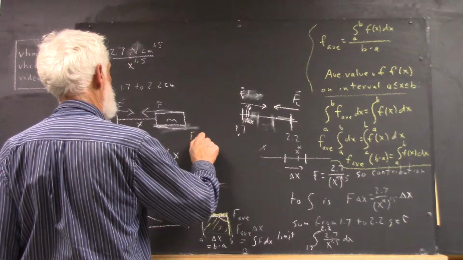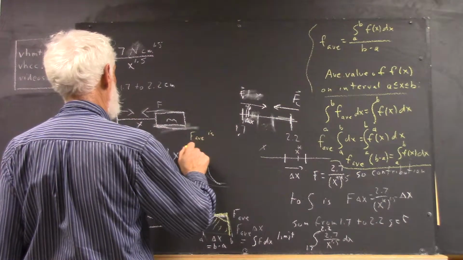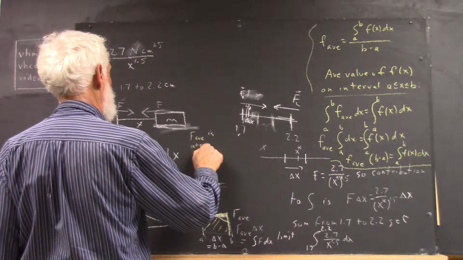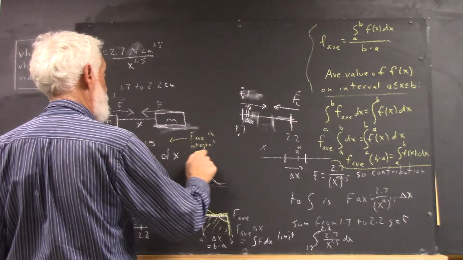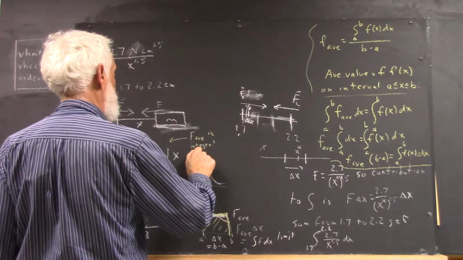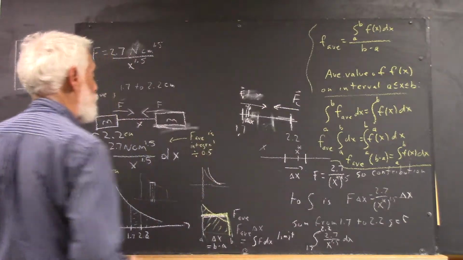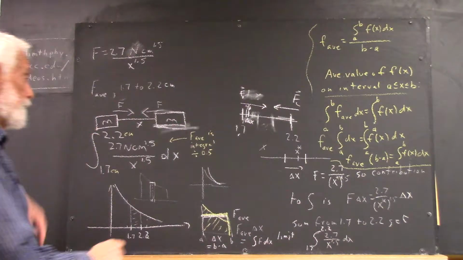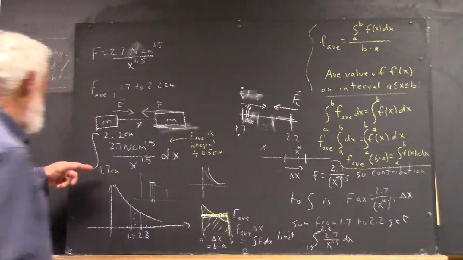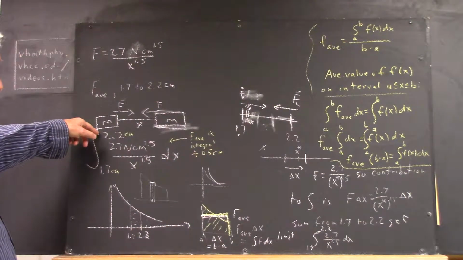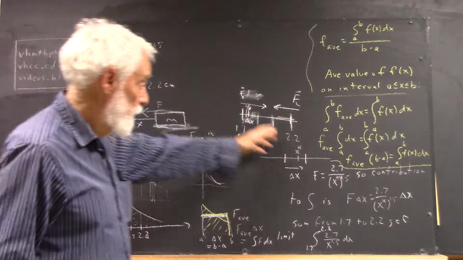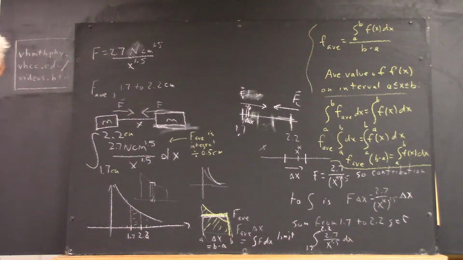So f average is this integral here divided by 0.5 centimeters, which is the length of this interval. Now, we went into a lot of detail about how to develop this integral, but this is what it comes down to. A couple more comments, but we'll do those next.